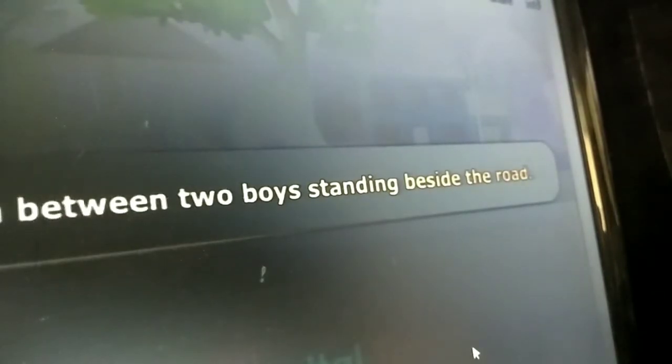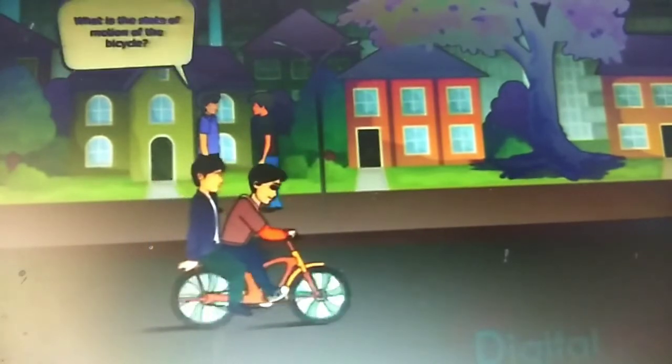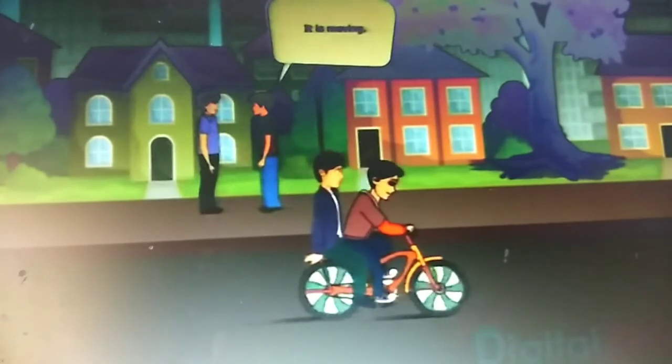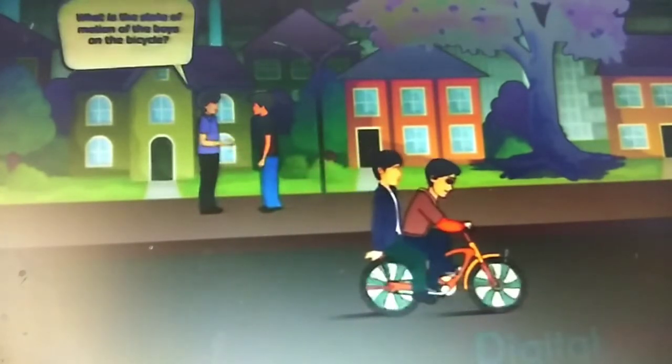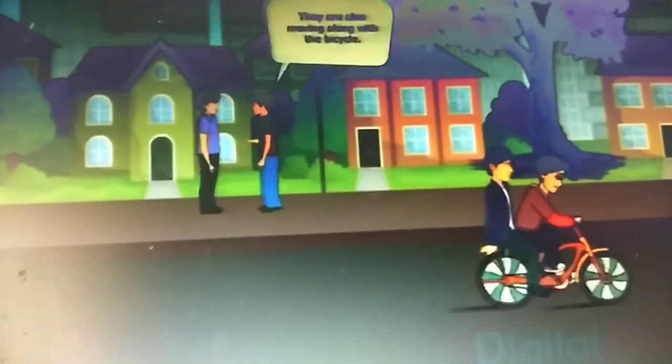To understand the idea of motion and rest, take up the following activity. Observe the conversation between two boys standing beside the road. Hey, I got a small doubt. What is the state of motion of the tree? It is at rest. What is the state of motion of the bicycle? It is moving. What is the state of motion of the boys on the bicycle? They are also moving along with the bicycle.